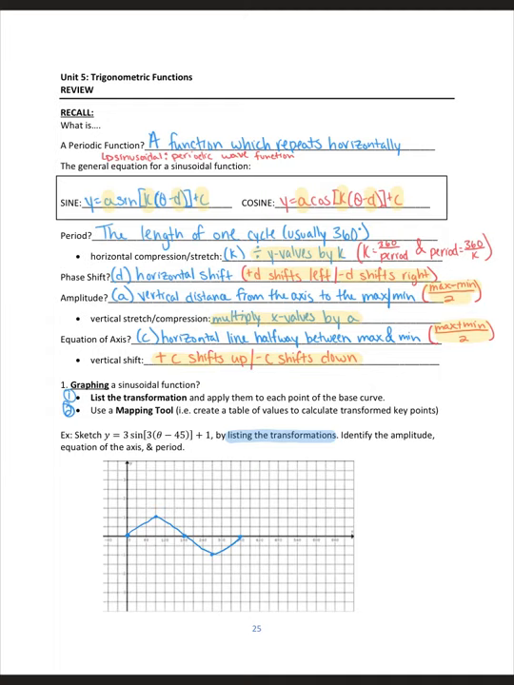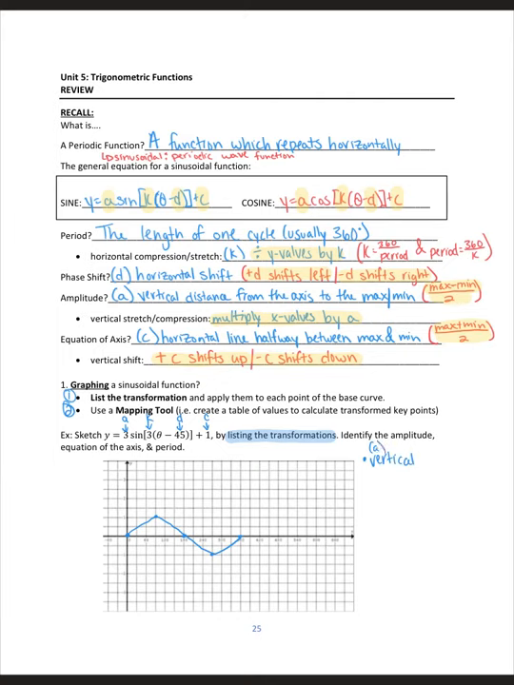All right, so if we're going to list our transformations, let's identify our variables here. So we have our a, our k, our d, and our c. So our a value represents a vertical stretch.